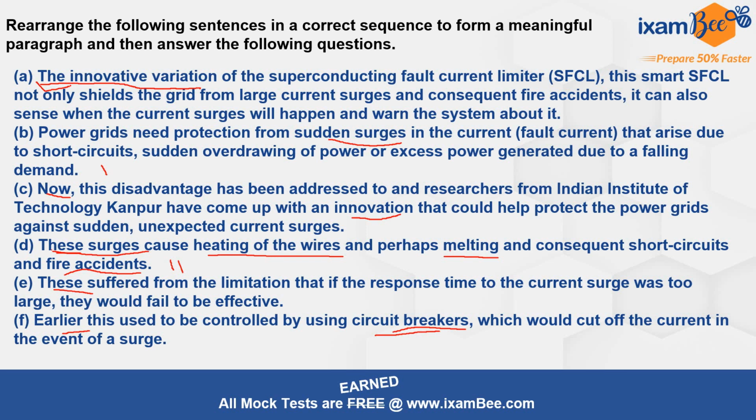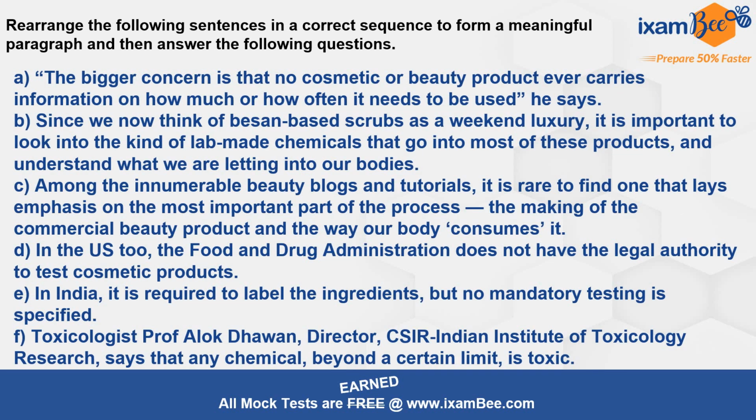All right. Let's move to our next paragraph now. Okay, let's see A. A uses a direct speech and then later it says he says. I don't know who says, right? Okay, look at B. Since we now think it starts with C, right? And we don't know why we are talking about all this context here. C can be a first sentence.